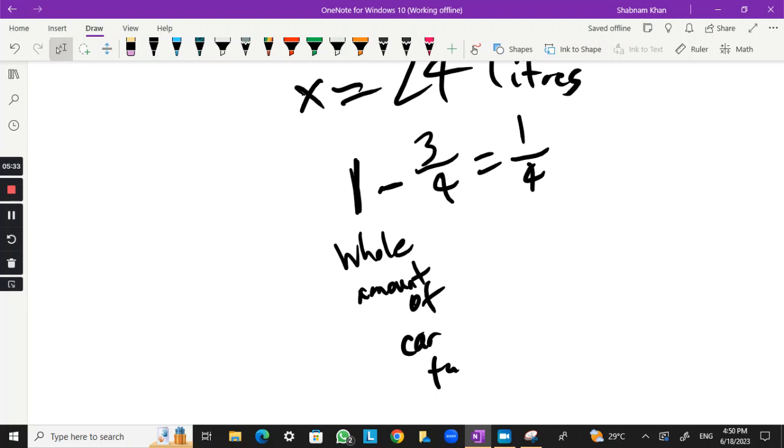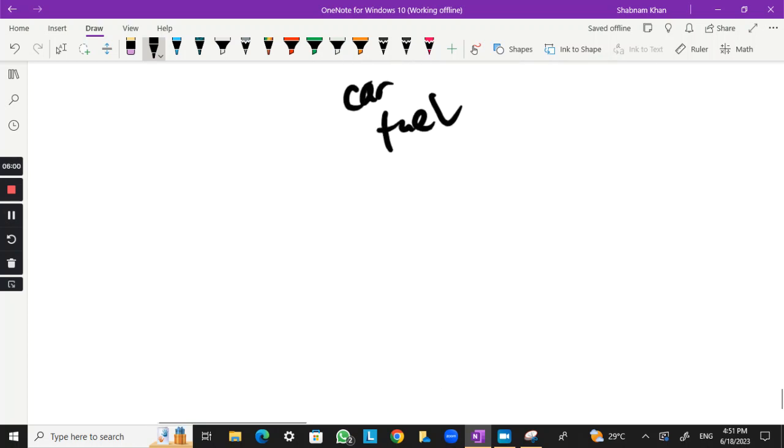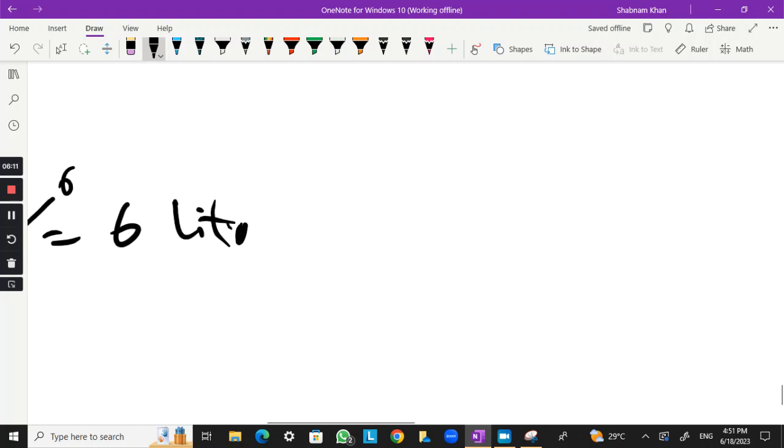So as I was saying, since 1 represents the whole amount of car fuel, and 3/4 is the amount of car fuel that is already inside, 1/4 would be the amount remaining that we need to put in. So all we have to do is find 1/4 of 24 liters, which is basically 1/4 times 24, cancel, you get 6. So 6 liters we need to put in.